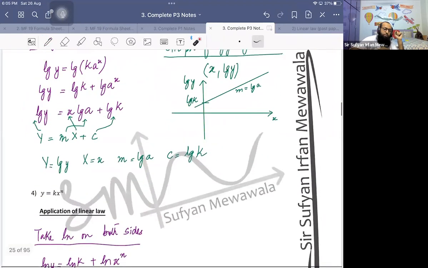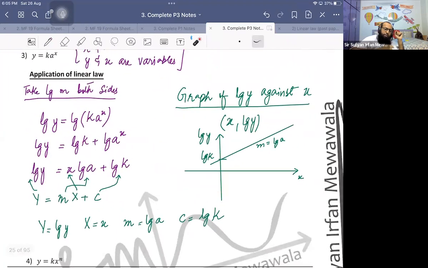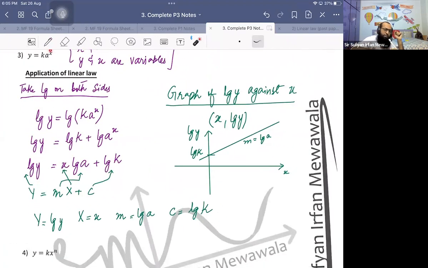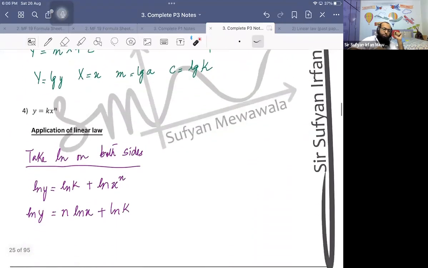What is the difference between the third and fourth example? In the third example, the variable x was in the power. But over here, the variable x is in the base, and the power is a constant. Over there, the base was a constant and the power was a variable. Over here, the base is the variable and the power is the constant. So this is the difference.